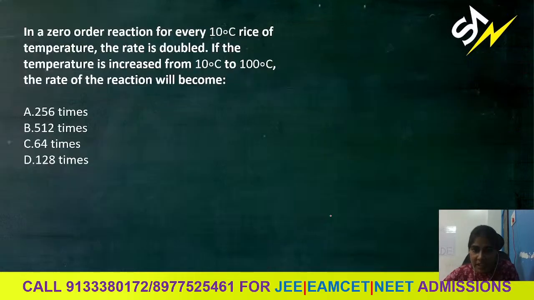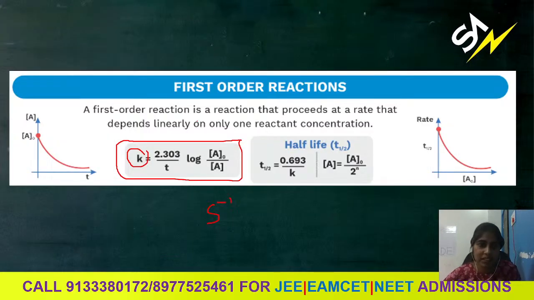Let's see what the half-life period is for this. A first order reaction is a reaction that proceeds at a rate that depends on only one reactant concentration. Since it is first order, we are taking the concentration of only one reactant. So the T half of a first order reaction is 0.693 by K. Here T half is the time required for the reactant to reduce to half, that gives the half-life period.